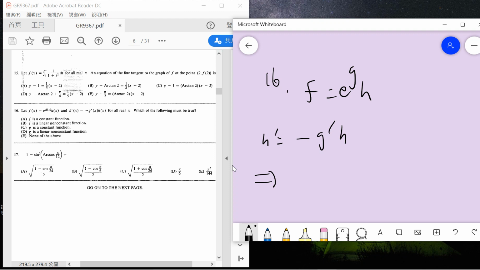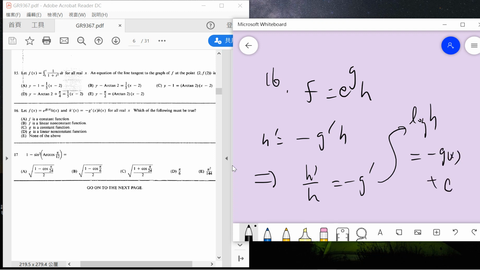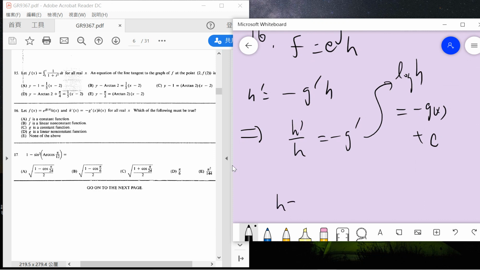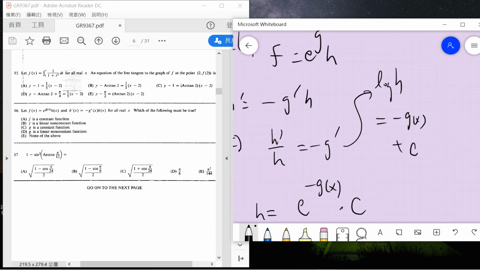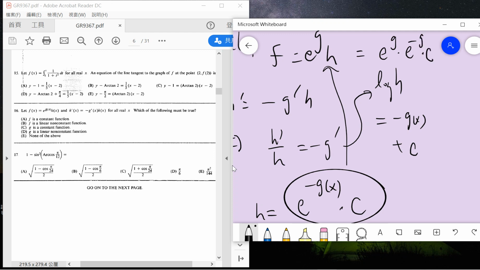Okay, this is simple because h prime equals negative g prime h, which means that h prime divided by h is negative g prime. This tells you that log h is basically negative g of x plus some constant. So h is equal to exponential negative g of x times some constant. So we go back here, then we have exponential g times exponential negative g times some constant. So these two cancel. So f is a constant.